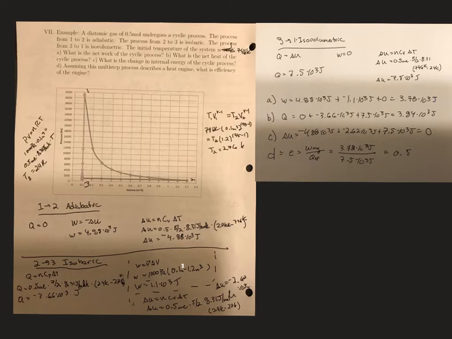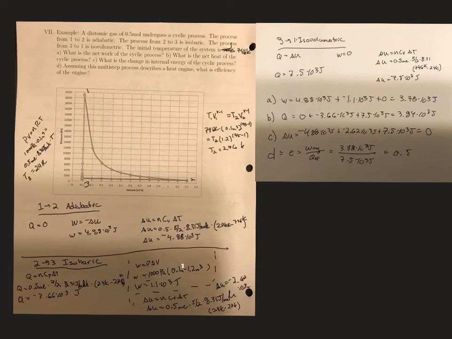And then to get the change in internal energy, we're going to do number of moles times molar specific heat at constant volume times change in temperature. So our number of moles and the molar specific heat at constant volume haven't changed, but our change in temperature has. So we now need to do 3 minus 2, so 24 minus the 276, which gives us a negative 2.62 times 10 to the 3 joules.